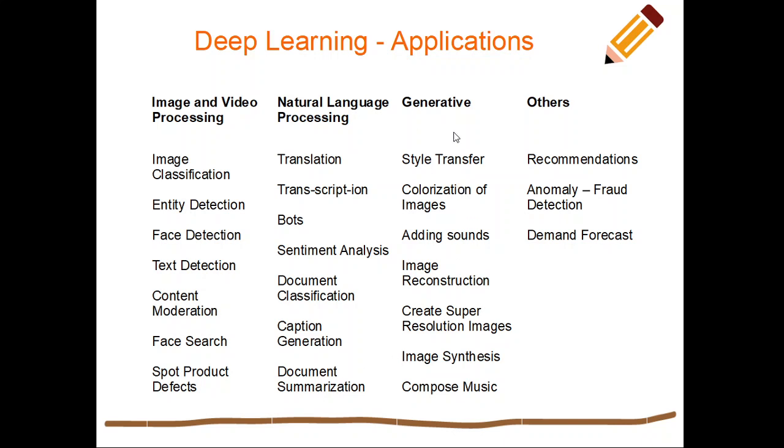Now here comes a very interesting set of applications which are basically under the category generative. So, style transfer. Let's say there is a picture and we want to see how that picture is going to look if it was done by some well-known artist. So we can use style transfer kind of networks for it.